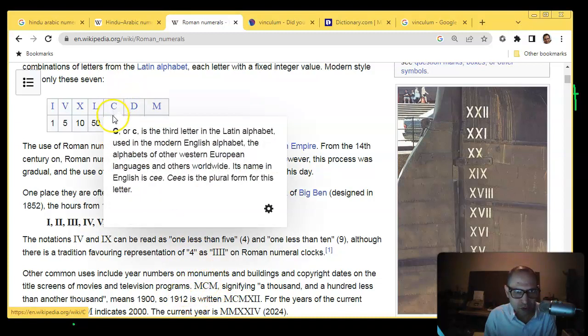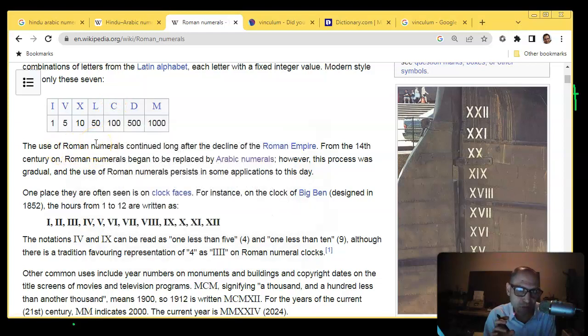When a character standing for something smaller comes before something that is larger, for example this C is 100, this M is 1000, so the C is smaller than the M, right? This means that the C is on the left hand side of M, so the value of C has to be subtracted from the value of M. So 1000 minus 100 would be 900, and this is 1000, so 1000 plus 900 would be 1900, signifying 100 less than another 1000 means 1900.